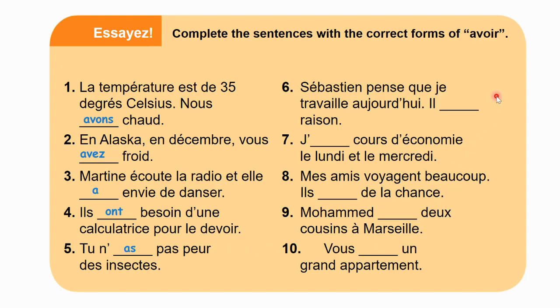Sébastien pense que je travaille aujourd'hui. Il a raison. He is right. J'ai cours d'économie le lundi et le mercredi. Mes amis voyagent beaucoup. Ils ont de la chance. Mohamed a 2 cousins à Marseille. Vous avez un grand appartement.